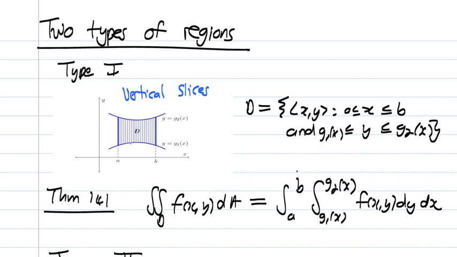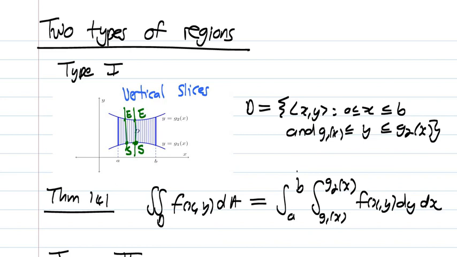But now, if you take a specific slice, this is where it starts and this is where it ends. So if you take another vertical slice, it starts here and it ends here. And you can see all of the starting points lie on the same curve, which is y equals g1(x), and all the ending points lie on the same curve, y equals g2(x). So you see that y values lie between the two curves. So if this happens, this is called type 1.